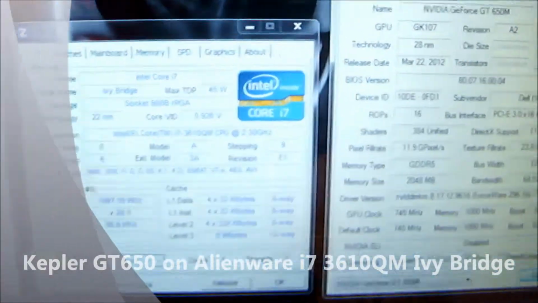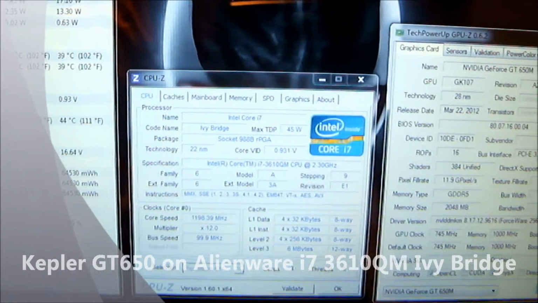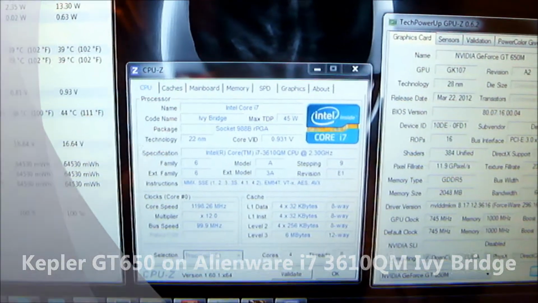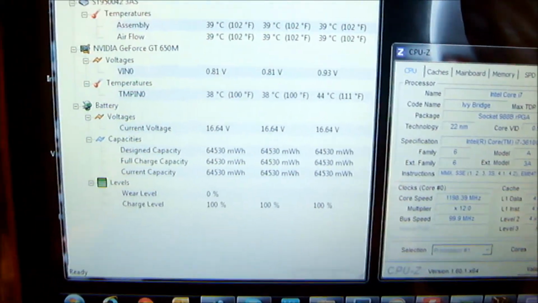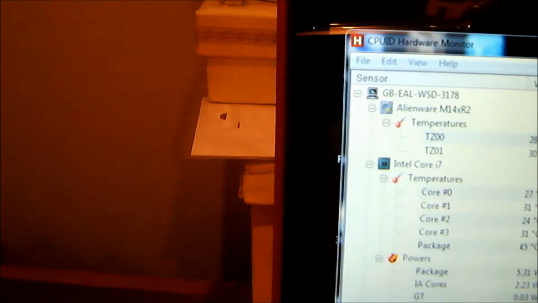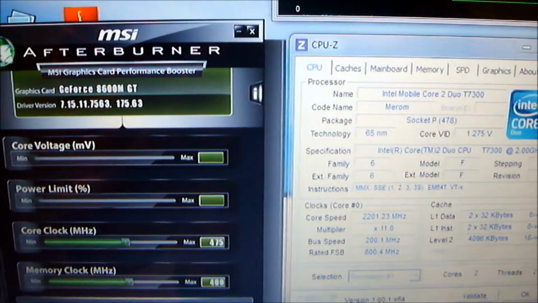Okay, and as a side comparison, we've got the Alienware 14X, which is featuring the 650M, which is again, but this is running at PCI Express 3, an Intel Core i7 Ivy Bridge Alienware, versus my old laptop, which is a 8600GT and a Core 2.